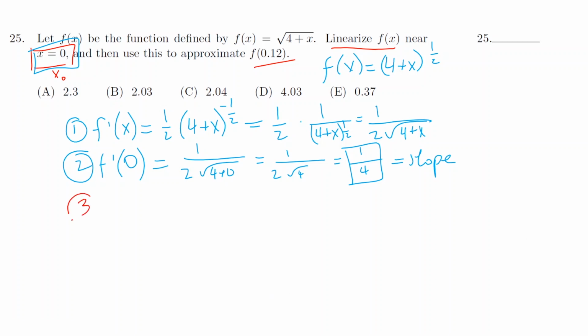So the third step is to find f of 0. I'm plugging 0 into x in the original function. So this is the square root of 4 plus 0, which is the same thing as the square root of 4, which is the same thing as 2.